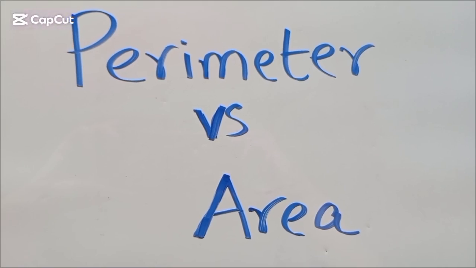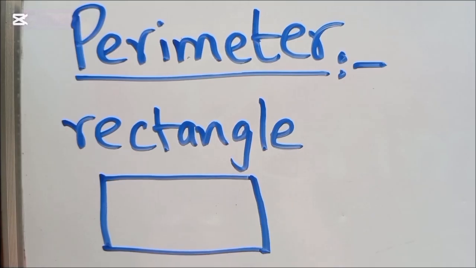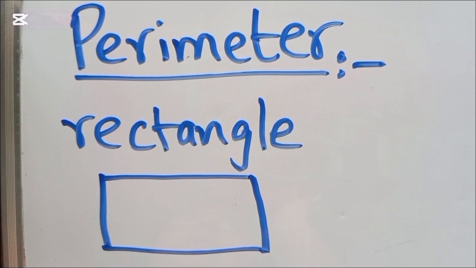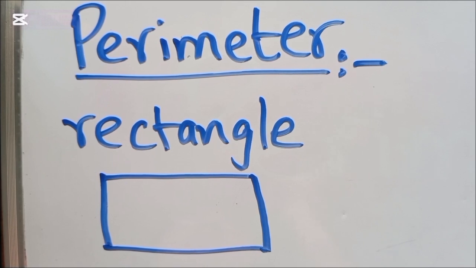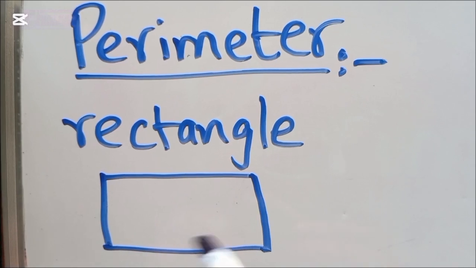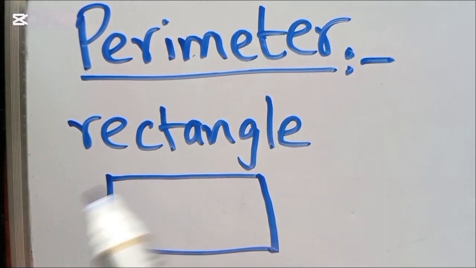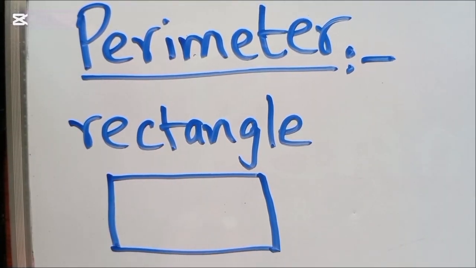In math concepts, today's topic is perimeter versus area. So let's start. Let's first discuss perimeter. Talking about perimeter, if we talk about a rectangle, the perimeter is the sum of the lengths of all the sides. Here in a rectangle, we have 4 sides, 2 lengths and 2 widths. If we sum up all the sides, we will get the perimeter.